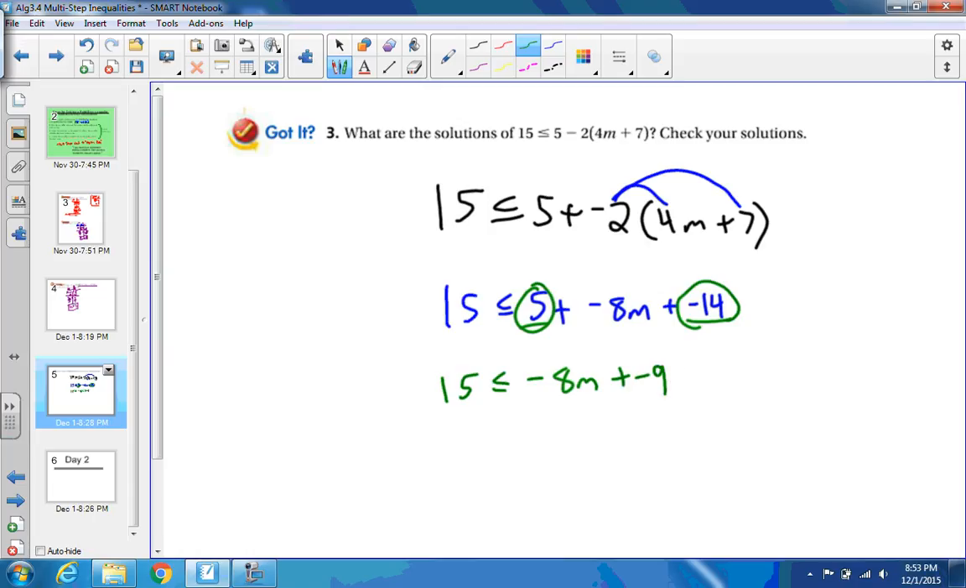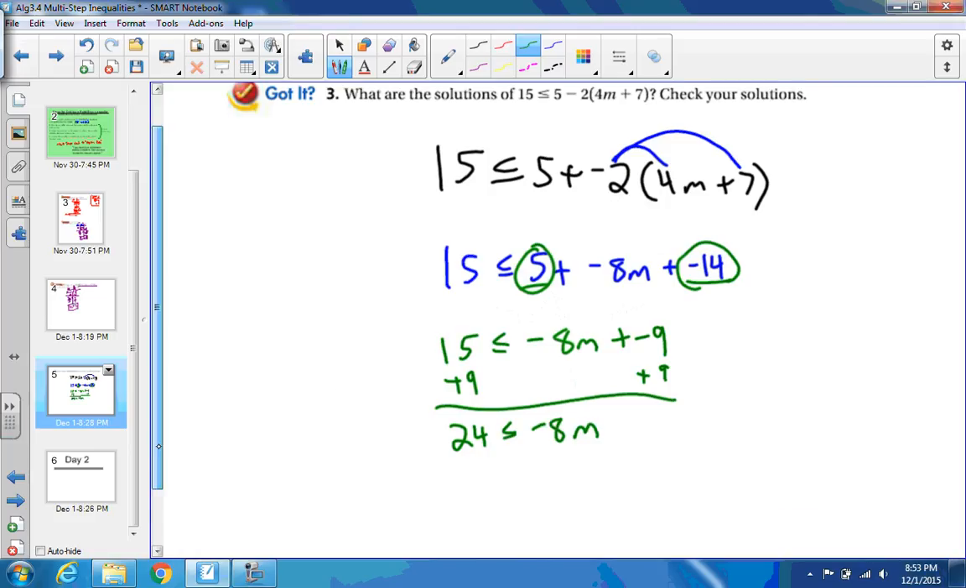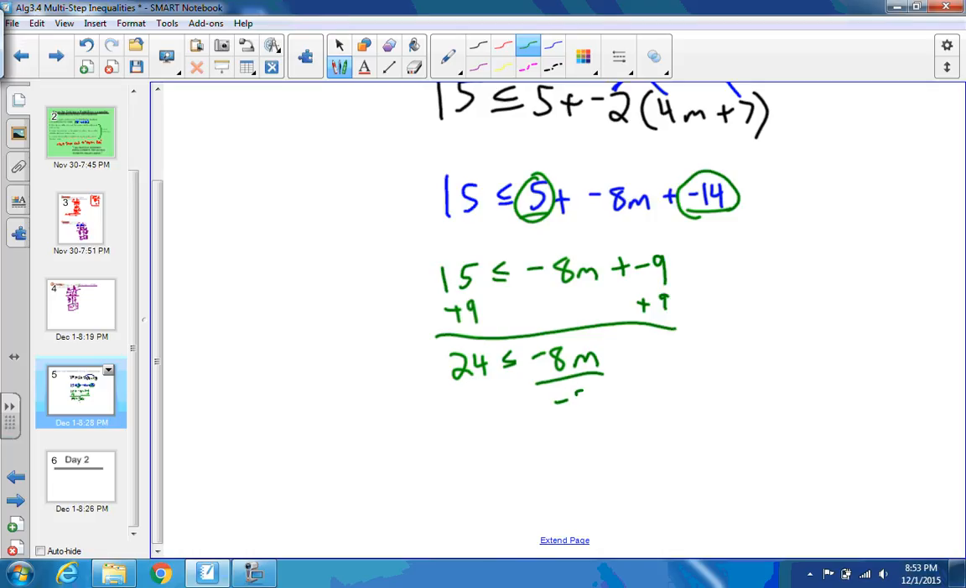Alright, let's see, we have a 2-step inequality. Let's get rid of the constant here that's on the same side as the variable. We want the variable by itself. So we're going to add 9 to both sides to get rid of that negative 9. So we have 24 less than or equal to negative 8m. Now it looks like to solve for m, we have to do the inverse, which is dividing by negative 8. And remember the negative rule. We're dividing by a negative, so we flip the symbol right away. So we have 24 divided by negative 8 is negative 3, greater than or equal to, this cancels out, so we have m. Now, that's beautiful. We have the m all by itself.